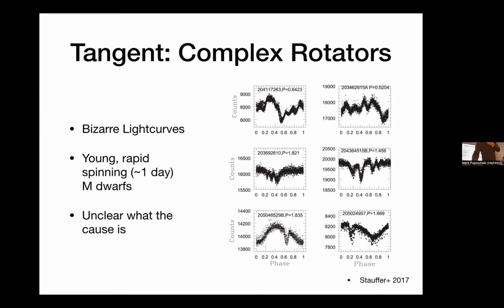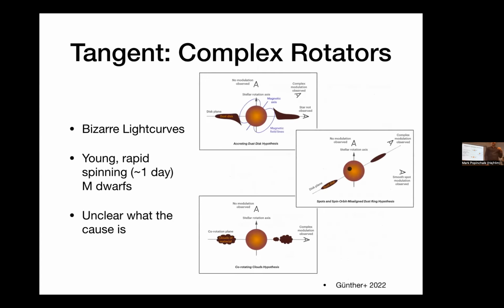and it's unclear what the cause of these things are. Some of the ideas for what they could be, and I point you towards this Max Gunther paper, it would be perhaps creating dust disks that were seen at just the right angle, a spot and some kind of dust ring together could do this, or some co-rotating cloud of dust or gas that is blocking the view.